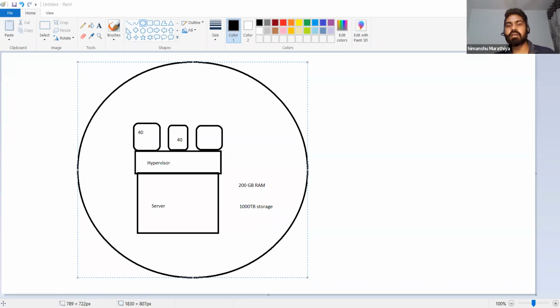As we discussed, we don't need to manage anything from the infrastructure side. Everything will be managed by the cloud provider. We just go to the cloud provider and use the services according to our use only. This is the standard definition of cloud computing. Is it clear?